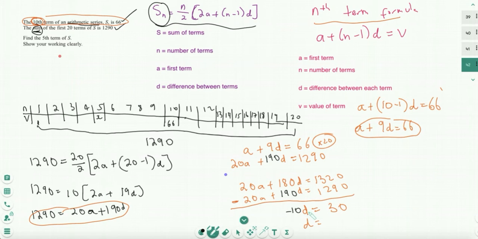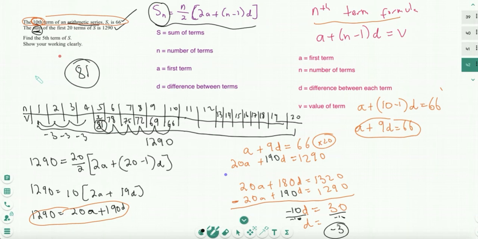So d is being multiplied by negative 10, so I'm going to divide both sides by negative 10 to give me d. d is negative 3. So we know the difference between each term is negative 3. Every time we're going minus 3, minus 3, minus 3. So if we know the 10th term is 66, let's go backwards by adding 3. So 66 plus 3 is 69, 72, 75, 78, 81. And that is our answer for this question. The fifth term is 81.